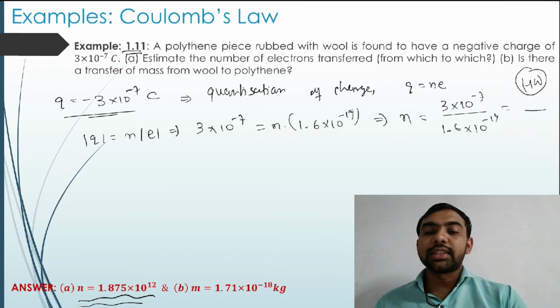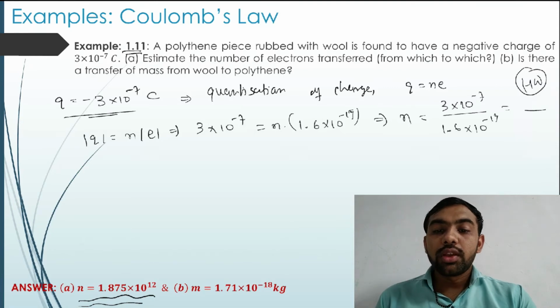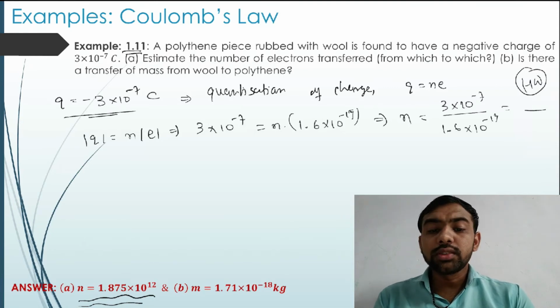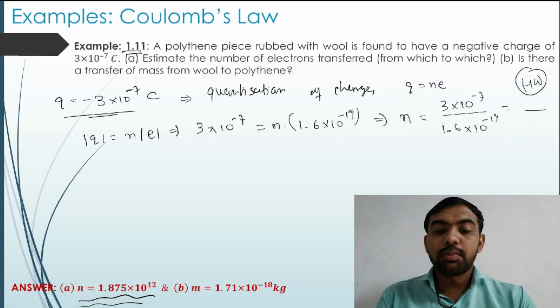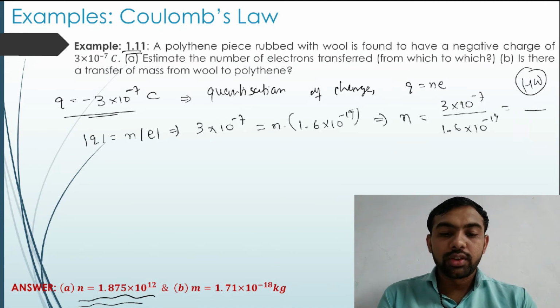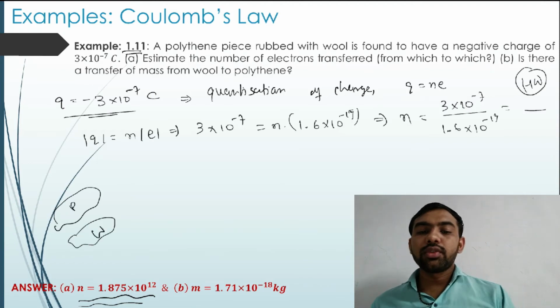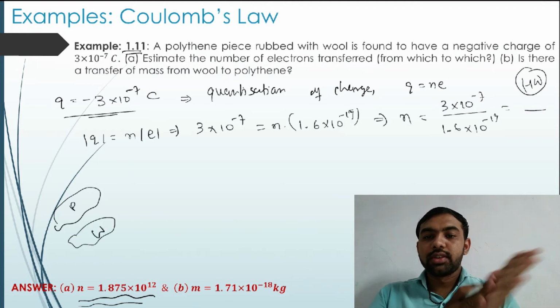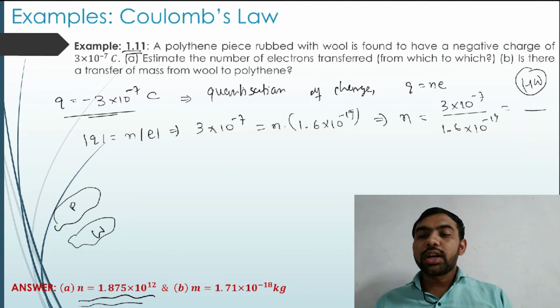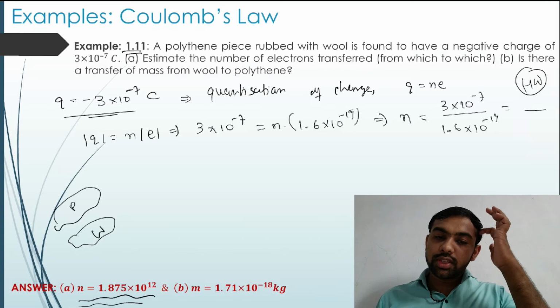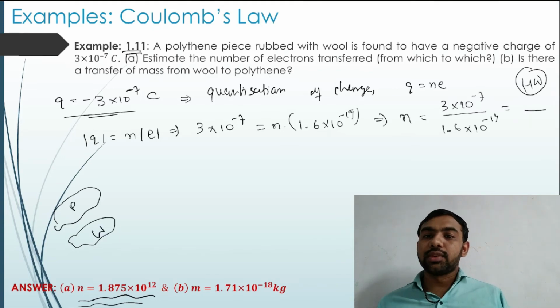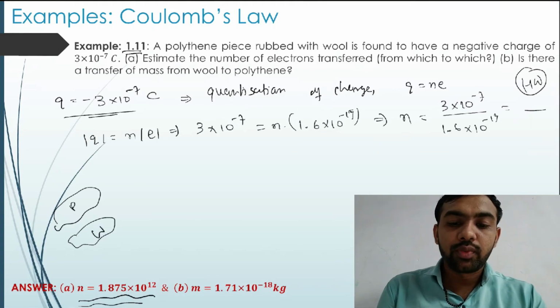इज देयर अ मास इज ट्रांसफर फ्रॉम वुल टू पॉलीथीन? If you consider this situation, okay, a polythene piece is rubbed with a wool. Consider that is a polythene piece and that is a wool. If you consider both are rubbed to each other, then the negative charge is found on one of them. Okay, so here during this some charge is transferred. It means some electrons are transferred.